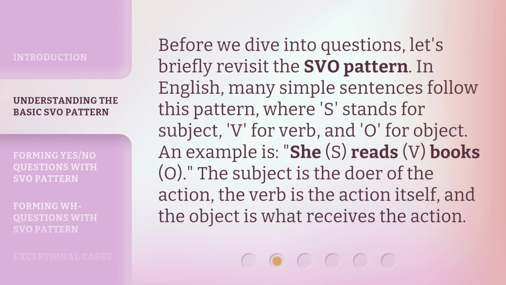Before we dive into questions, let's briefly revisit the SVO pattern. In English, many simple sentences follow this pattern, where S stands for subject, V for verb, and O for object. An example is: she (S) reads (V) books (O). The subject is the doer of the action, the verb is the action itself, and the object is what receives the action.